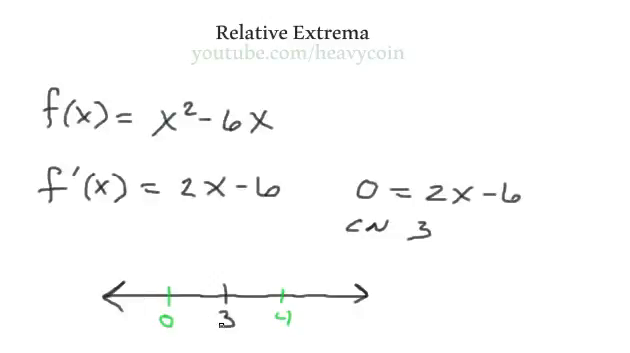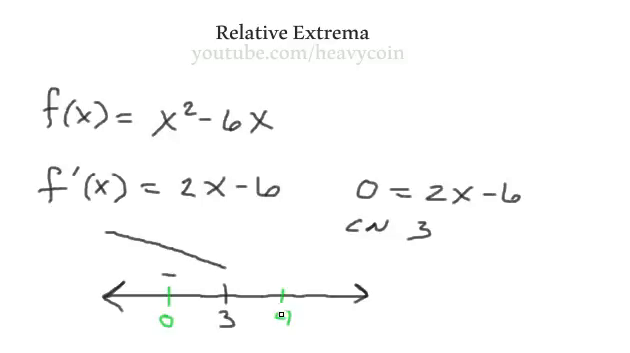Alright, I had to break this video up, so I forgot where I left off, but I think we're plugging test points in. Plug 0 in, and you get 2 times 0 is 0, and then you get minus 6, so that's a negative number. So that means that this function is decreasing from negative infinity up to our critical number here, which is 3.